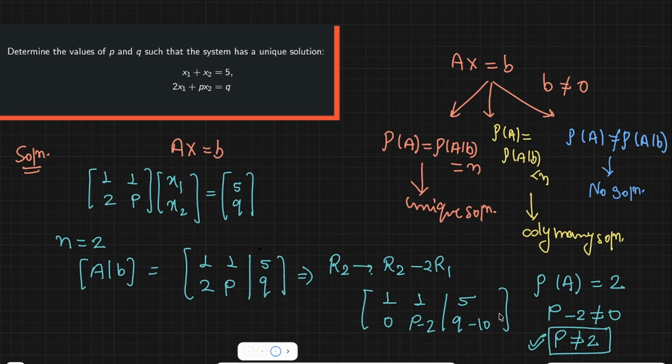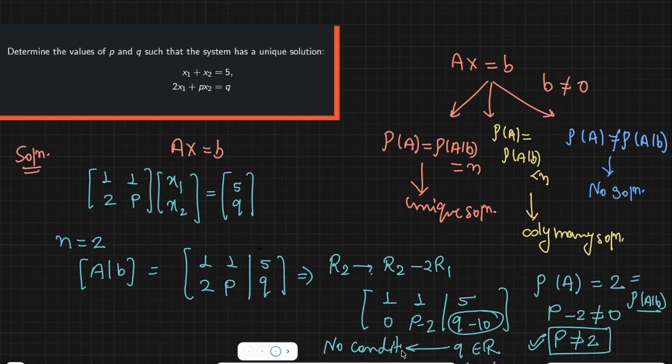What about q? Let's say this entry is 0. Then what is the rank of the augmented matrix? If this entry is equal to 0, then the rank of the augmented matrix is 2. If it is non-zero, then also it is true. So there is no condition on whether it is equal to 10 or not equal to 10. So you have to write down that there is no condition for q. q can be any real number, so you will simply write there is no condition.